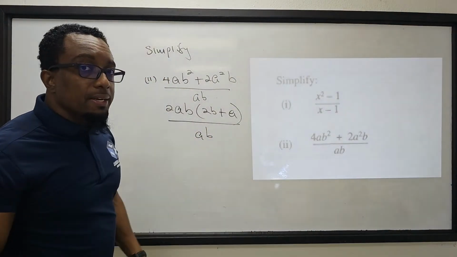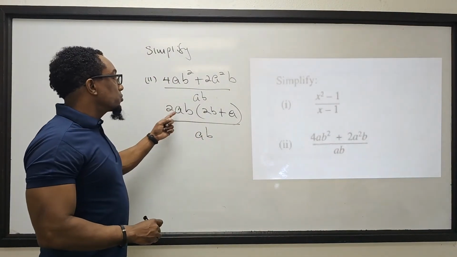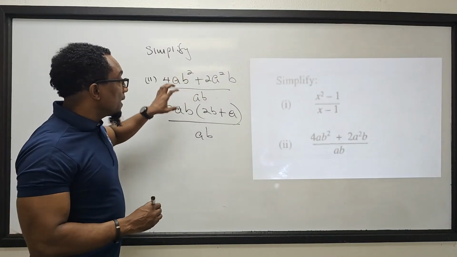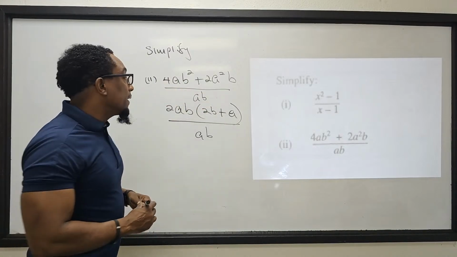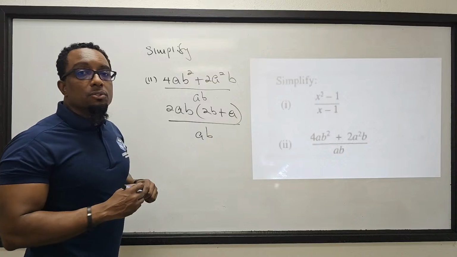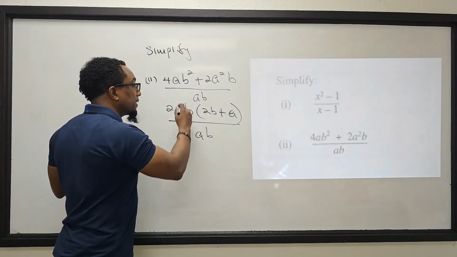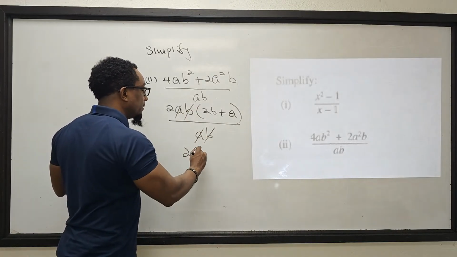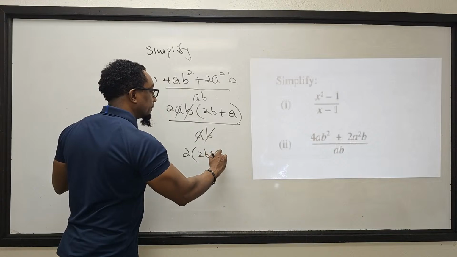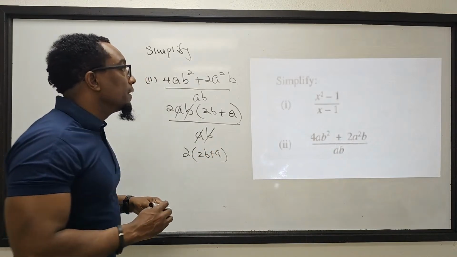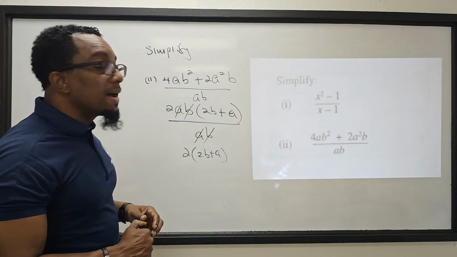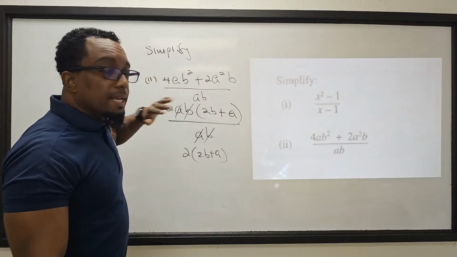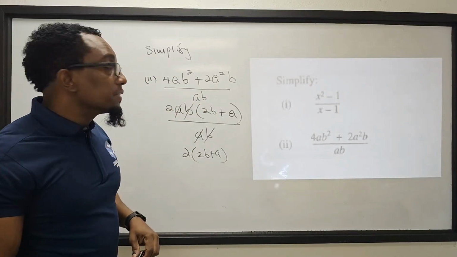So now, because it's 2ab multiplied by 2b plus a, I've represented the expression as a product of factors. What I can do is to divide ab into 2ab. So I can simply say a into a is 1, b into b is 1, and I'm going to be left with 2 into 2b plus a. And this is me simplifying using the method of factorization. I have to factorize my numerator first, and then I can simplify to get my final result.